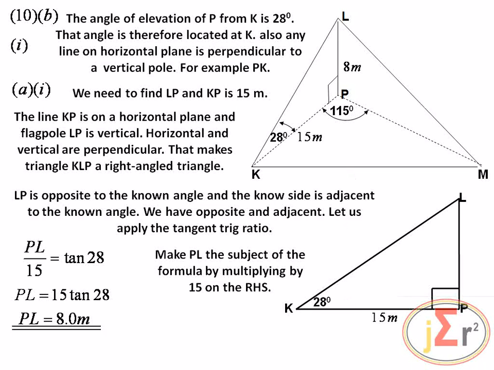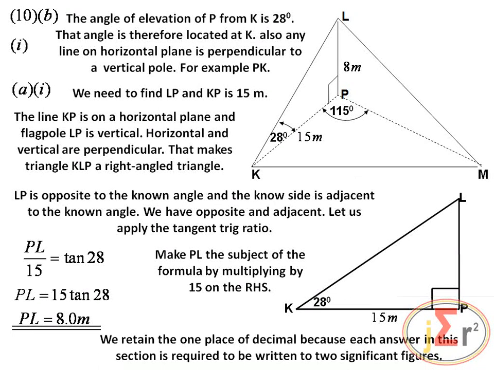So 8 meters. We retain the one place of decimal because each answer in this section is required to be written to 2 significant figures. So we write that as 8.0 meters because we need 2 significant figures. So we need to throw in another figure there. So we are retaining that single decimal place in order to complete the number of significant figures that are required in the statement of the problem.